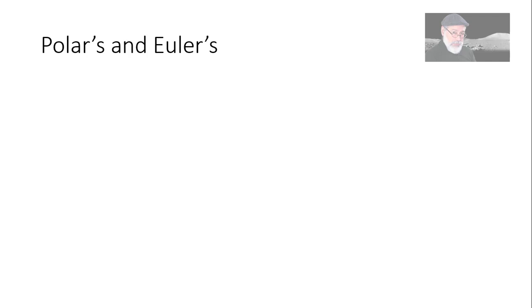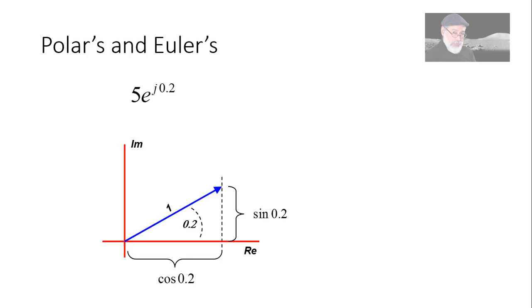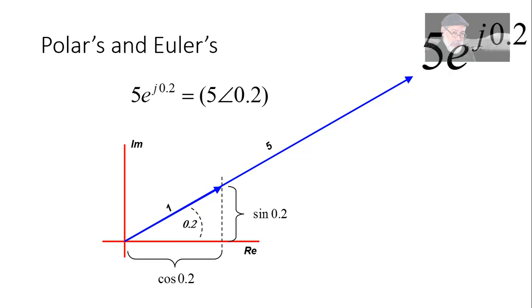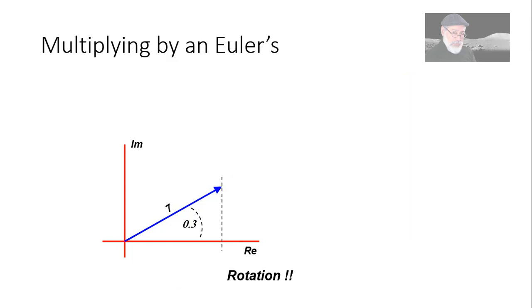Now, polar and Euler's, right? When I write 5 exponential of j0.2 radians, like that, what I'm doing is multiplying by 5. That is exactly the same as the polar representation of 5 with 0.2 radians. That's right, they are equivalent.